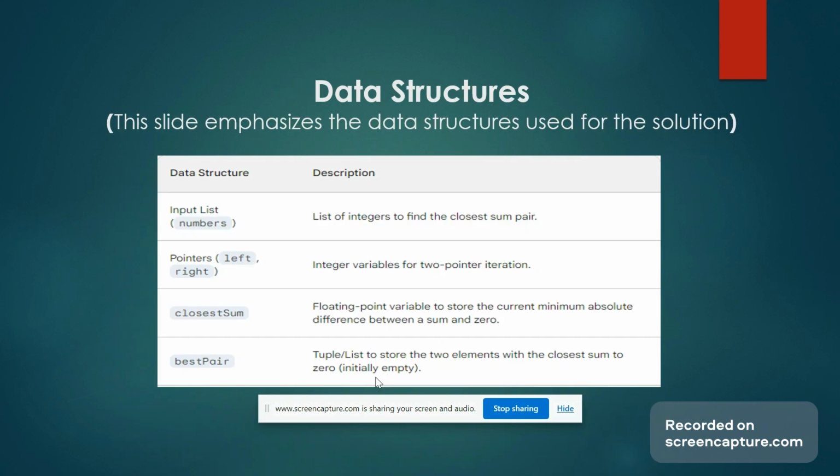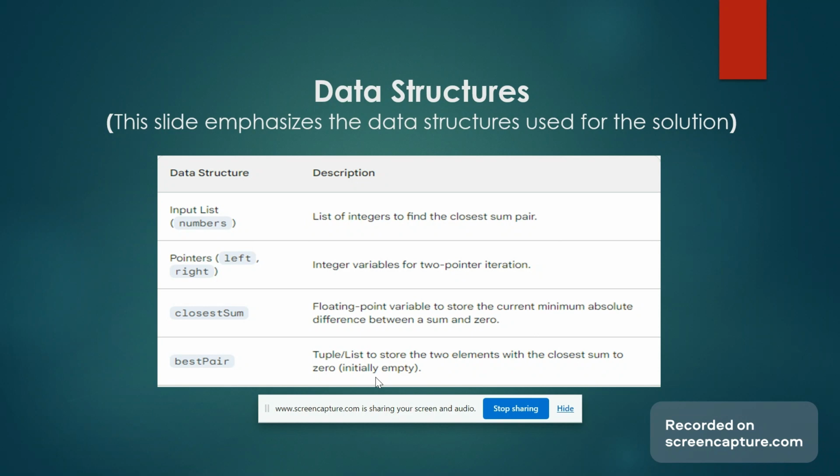So further, to see the data structure of the pseudocode: initially we use the input list. This is the primary data structure and it contains a list of integers for which we need to find the closest sum to zero. And then we use the left and right pointers. These are integer variables used to iterate through the numbers list using the two pointer technique, wherein left starts at the beginning of the list, that is index 0, and right starts at the end of the list, that is the index of the last element.